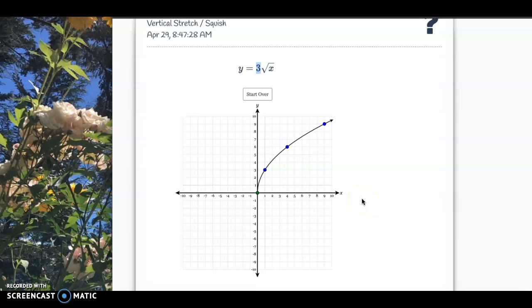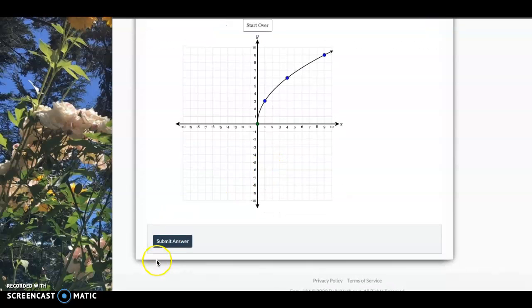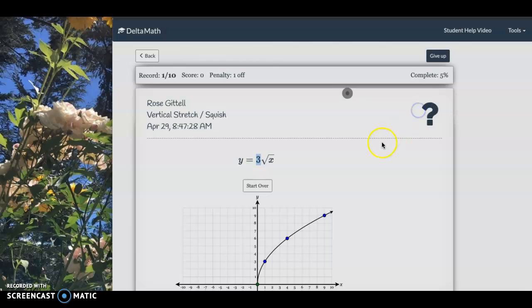To quickly review, I know it's a stretch because this number, the coefficient, is greater than 1. It's not a fraction, it's a whole number greater than 1. And in order to apply the stretch, I'm going to look at the y-axis and multiply the y-coordinates by the number. So 1 times 3 would give me 3. Okay, let's try another one.